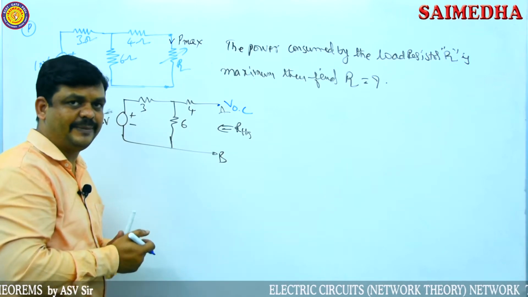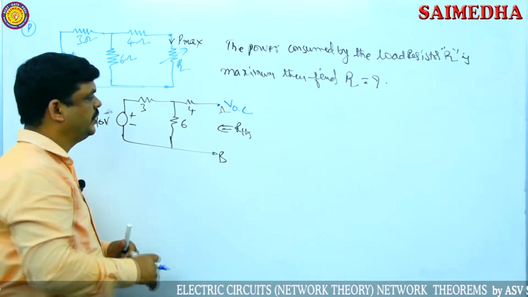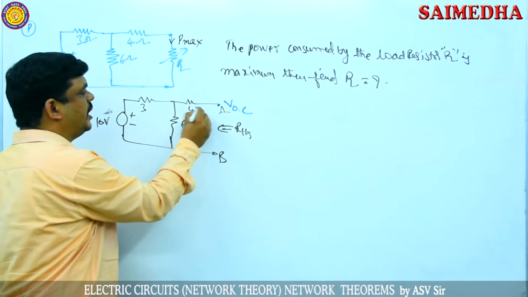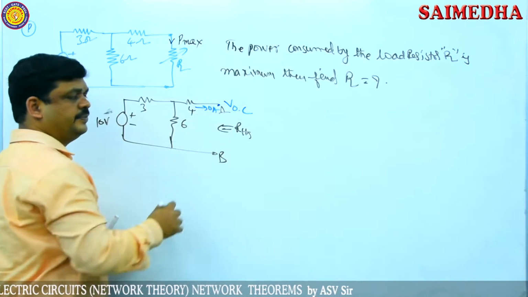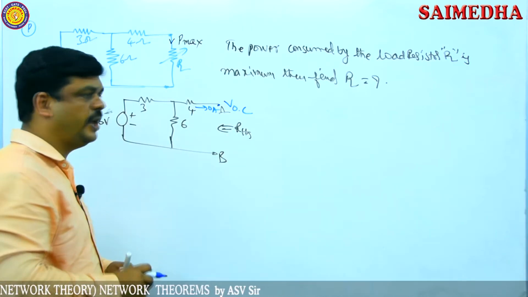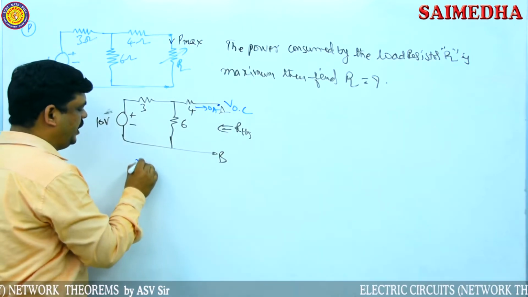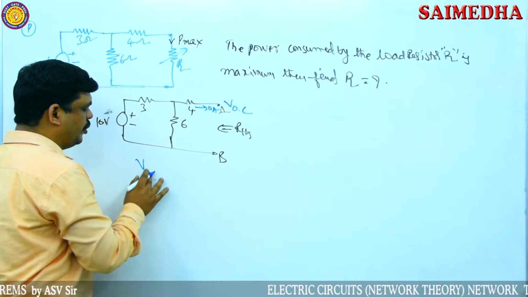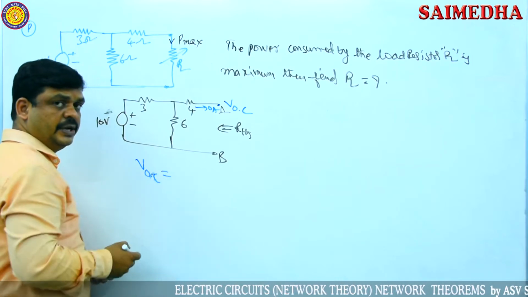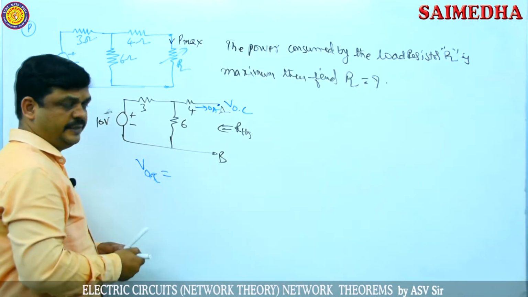Already we discussed this type of problem in Thevenin's theorem. Because this is open, the current through this branch is 0 amps. The current through the 4 ohm resistor is 0 amps. Then VOC, the open circuit voltage, is the voltage across the 6 ohm resistor.